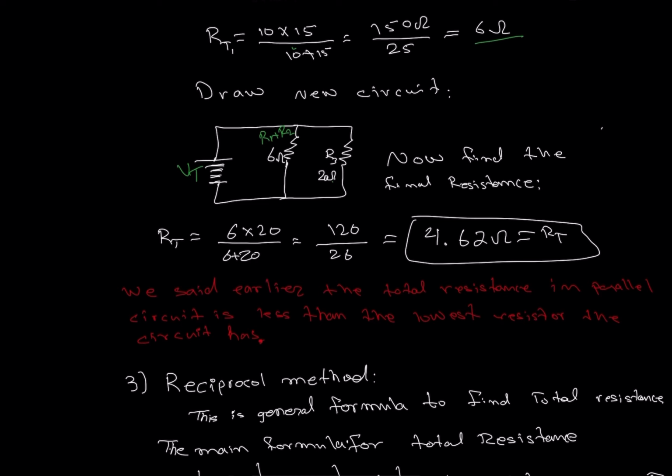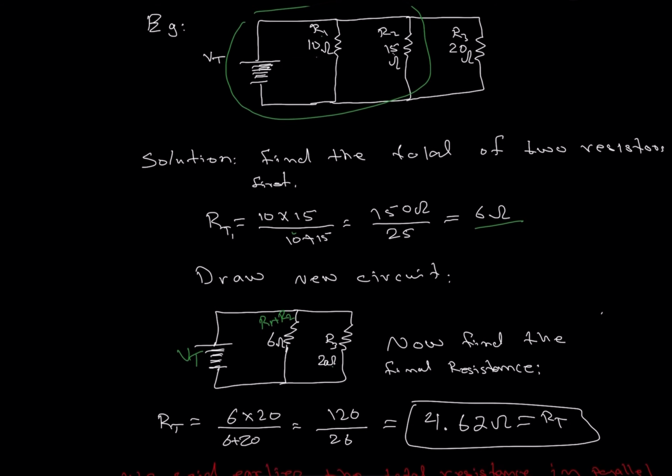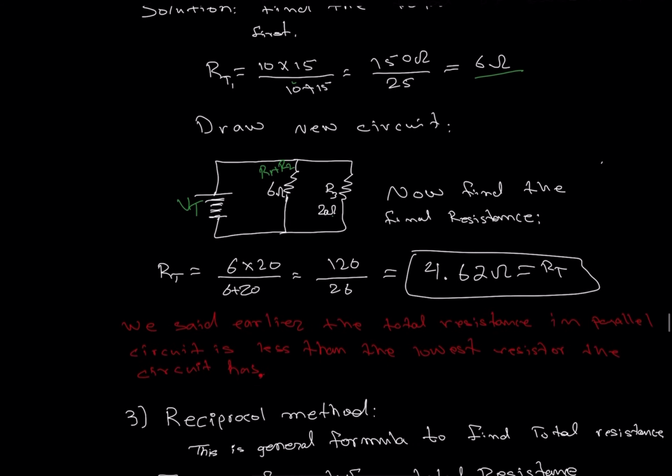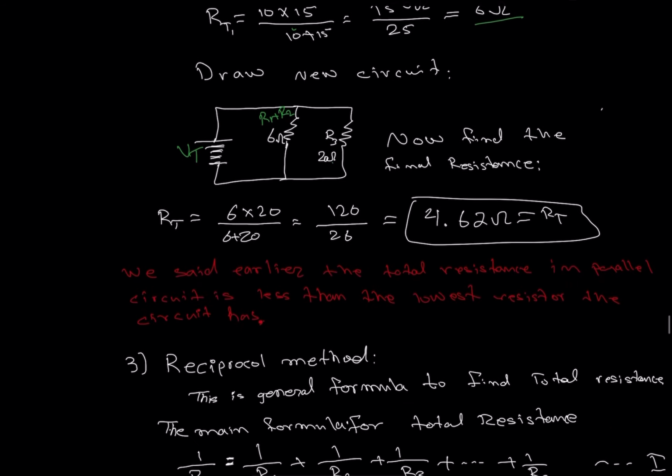So we said earlier the total resistance in a parallel circuit is less than the lowest resistor the circuit has. If you check it, in the total circuit right here, 10 ohm, 15 ohm, 20 ohm, your total resistance becomes 4.62, which is less than the lowest one, which is your 10. And that theory actually applies here too.